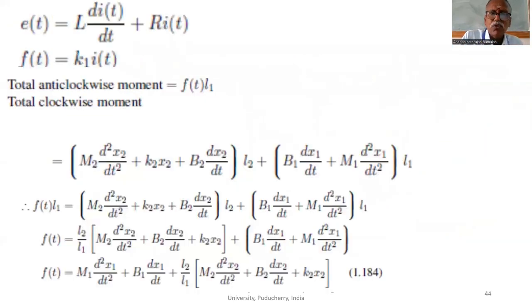So what you got? f(t) L1 equals M2 d²x2/dt² plus K2 x2 plus B2 dx2/dt, multiplied by L2, plus B1 dx1/dt plus M1 d²x1/dt² multiplied by L1. I wrote the first, second, that's all. If you equate these two moments, you get this equation.